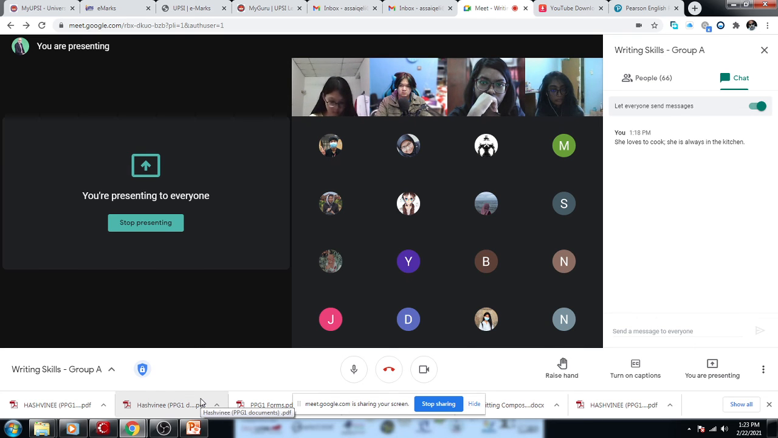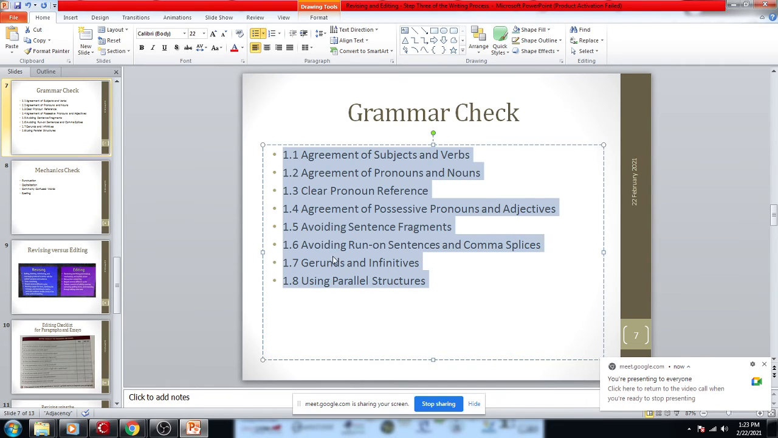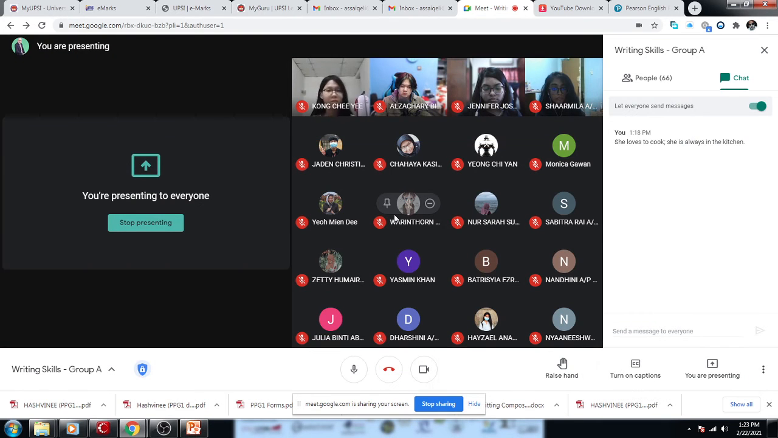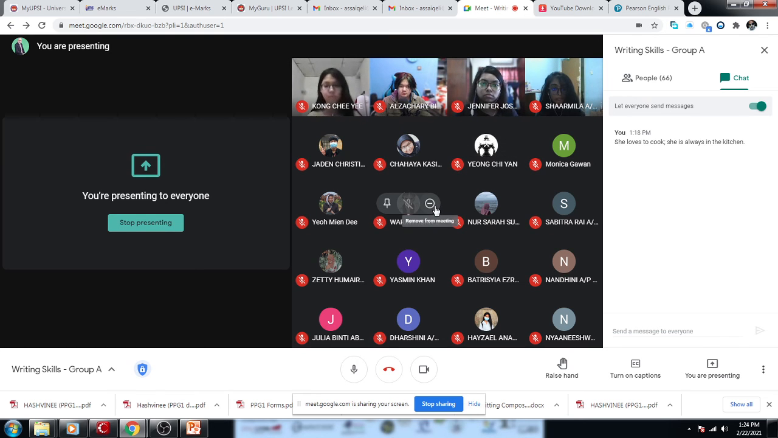Subject-verb agreement, pronoun-noun agreement. If you have a gerund, make sure there is a verb. If you have the infinitive as a subject, make sure that there is a verb. Fragments to be avoided as sentence, non-sentence. Avoid run-on sentences. Using parallel structure: if you use an adjective, use an adjective. If you use a noun, use a noun. So look for these issues.